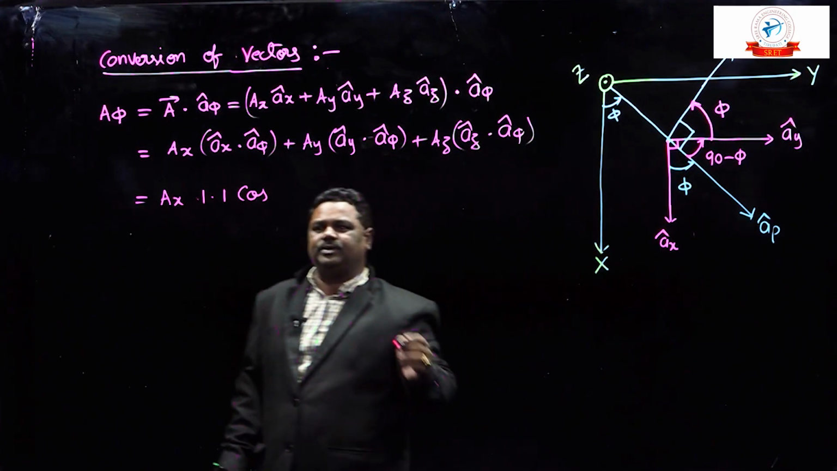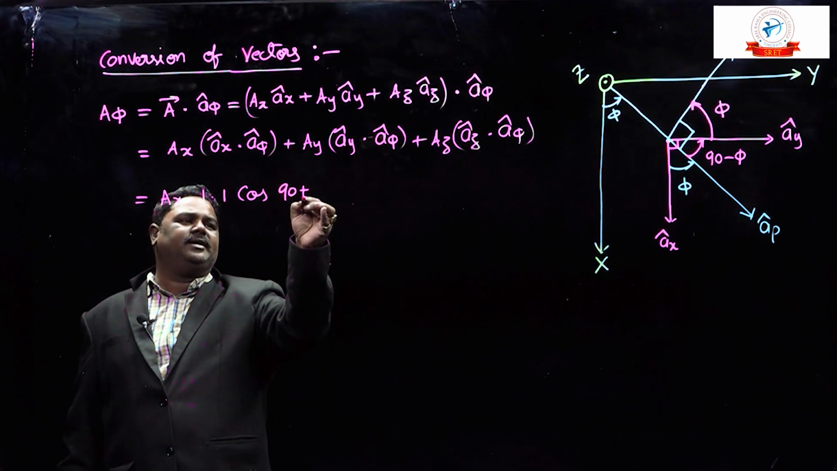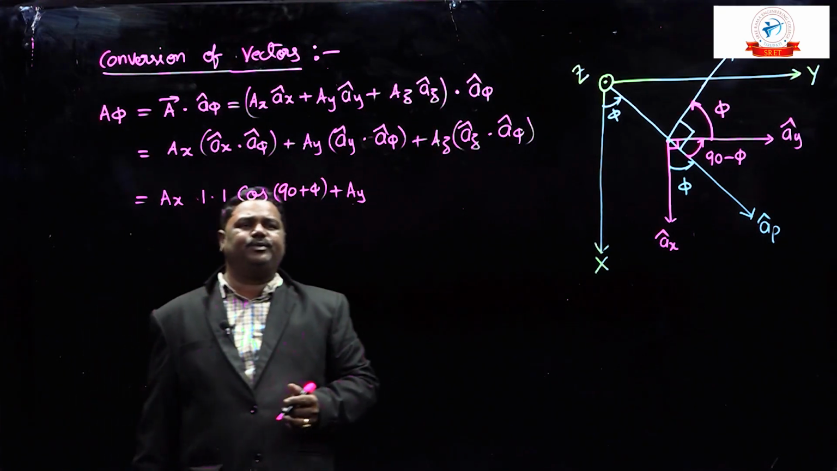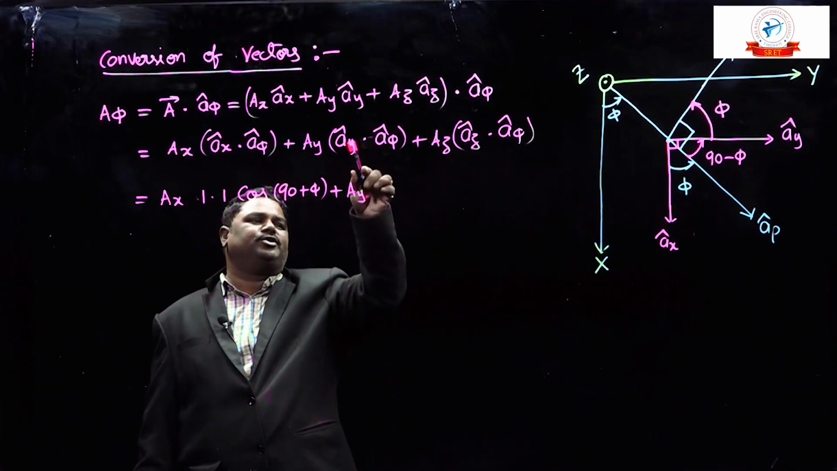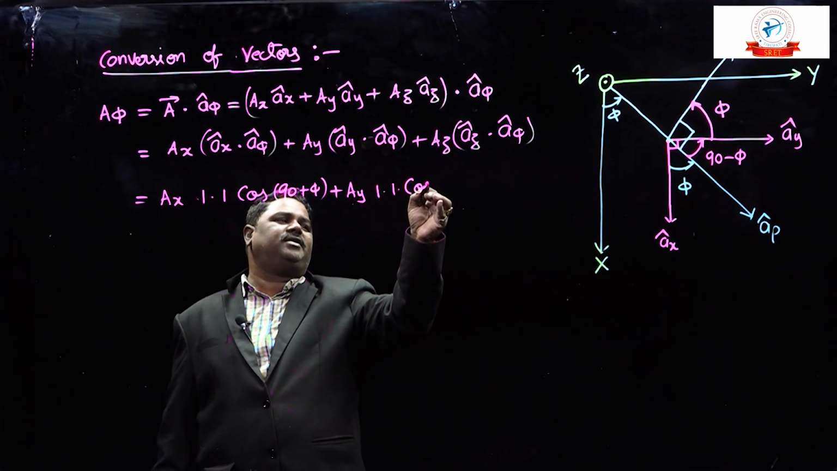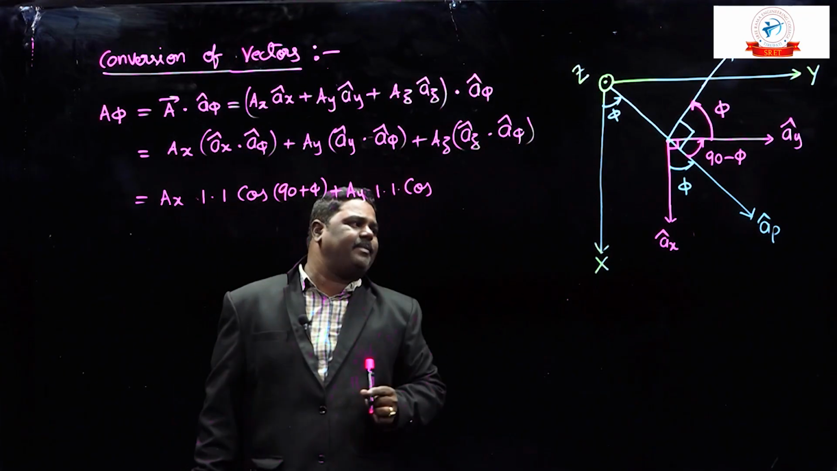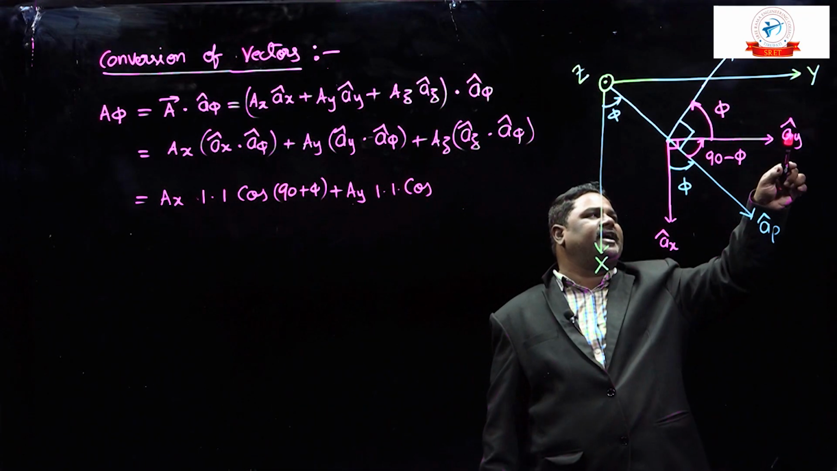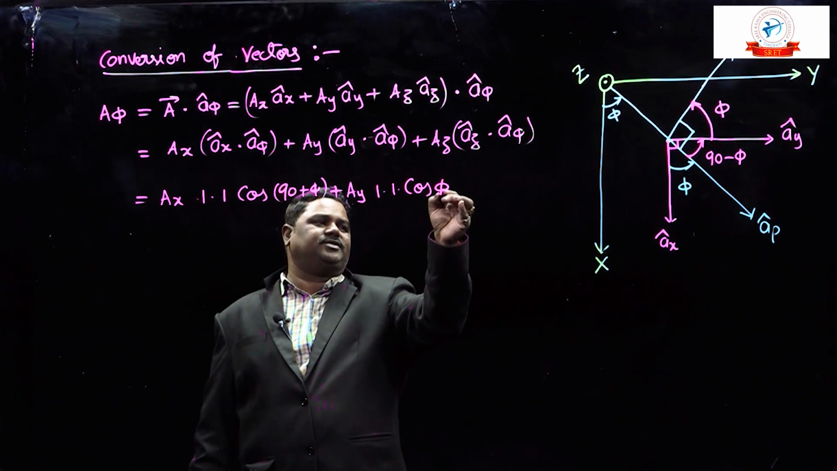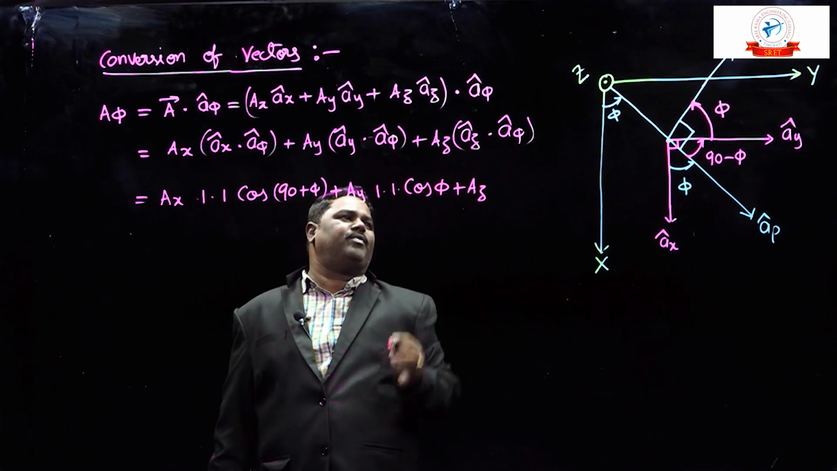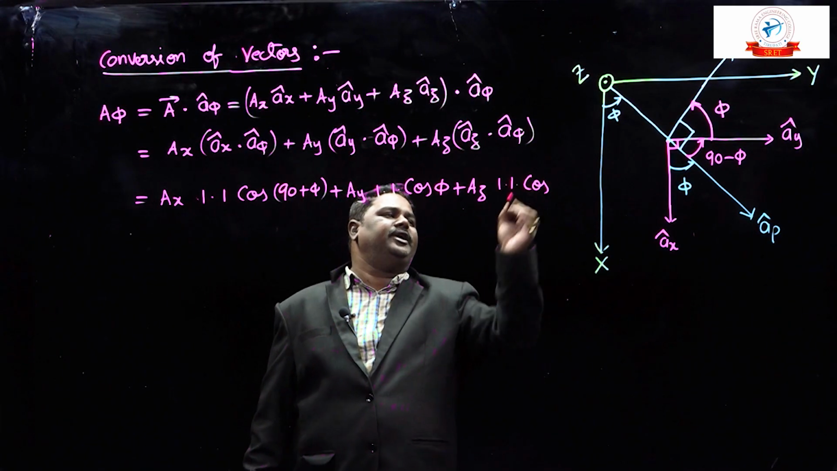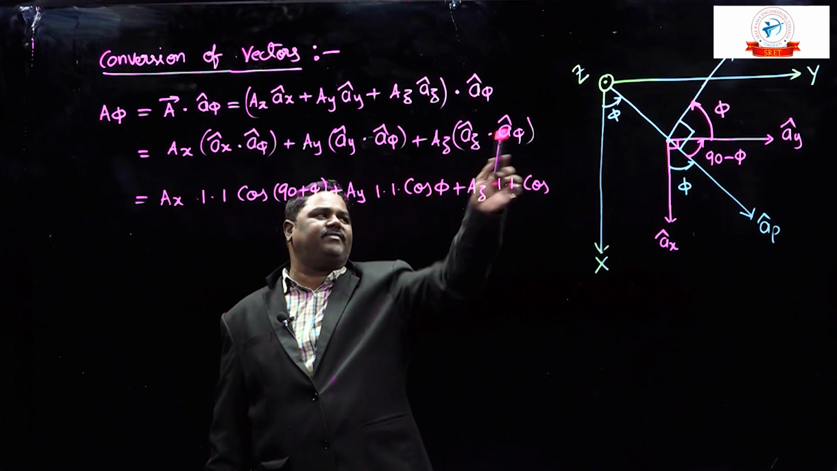Okay, so 90 plus phi, plus y component Ay into, so magnitude of unit vector ay cap is 1, a phi cap is 1 into cos of, what is the angle between ay cap and a phi cap? Angle between ay cap and a phi cap is nothing but phi. Okay, this is cos phi plus z component into the magnitude of az cap is 1, a phi cap is 1 into cos of angle between az cap and a phi cap.